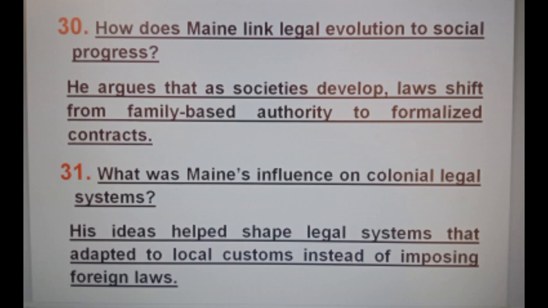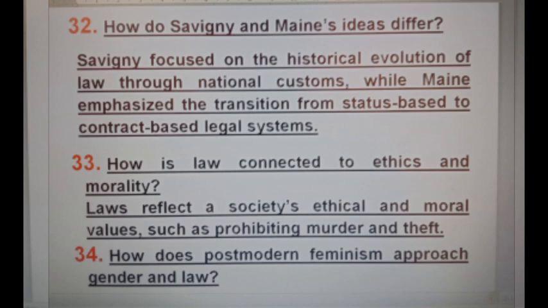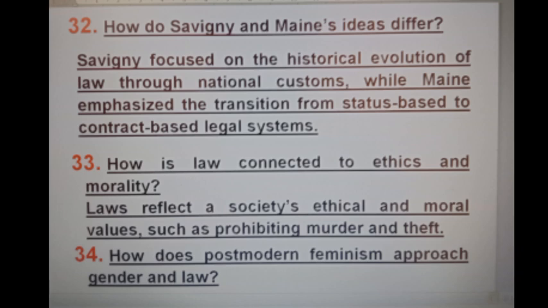What was Maine's influence on colonial legal systems? Maine's ideas helped shape legal systems that adapted to local customs instead of imposing foreign laws. How do Savigny and Maine's ideas differ? Savigny focused on the historical evolution of law through national customs, while Maine emphasized the transition from status-based to contract-based legal systems.